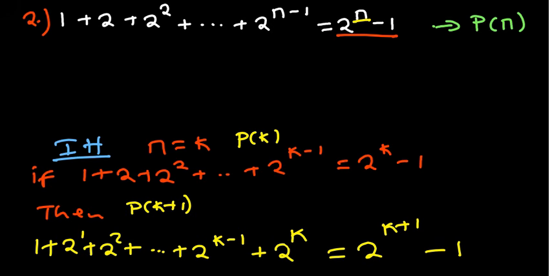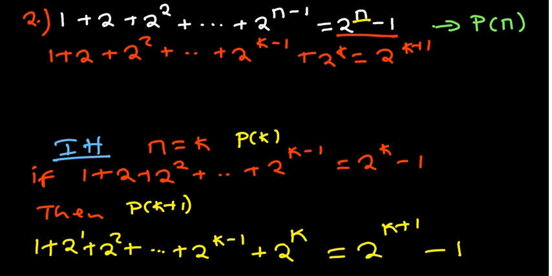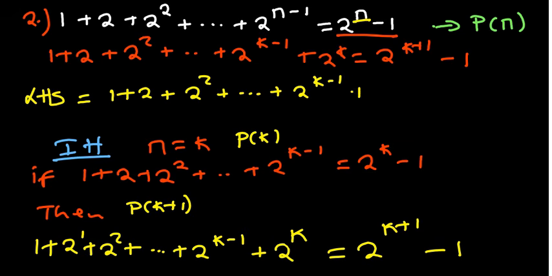So we have 1 plus 2 plus 2 squared plus ... plus 2 to the power k minus 1 plus 2 to the power k should be equal to 2 to the power k plus 1 minus 1. How do we prove all this? So focusing on the left hand side, which is equal to 1 plus 2 plus 2 squared plus ... 2 to the power k minus 1 plus 2 to the power k.